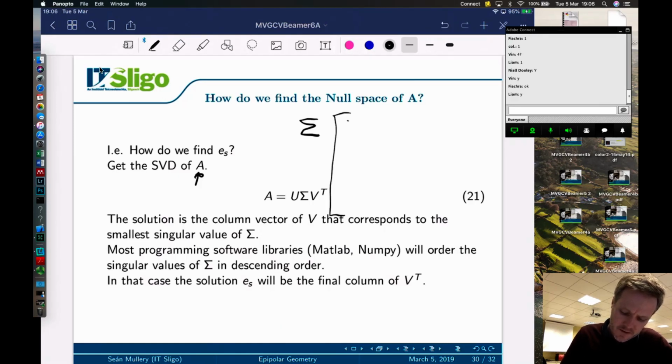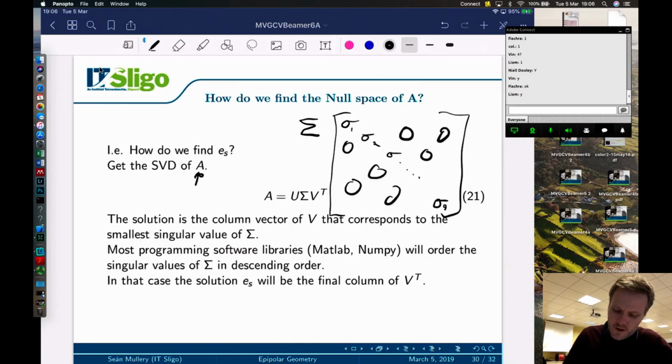It's going to have singular values on the diagonals here. So sigma 1, sigma 2, sigma 3, all the way down to sigma 9. Everything else in here is all zeros. Now what we do is we find which one of those is 0, and if one of them is 0, that means the vector in our V transpose, which again is 9 by 9, we look through the columns and find the column that's associated with that. That is the E that we're looking for, the 9 by 1 that we're looking for.